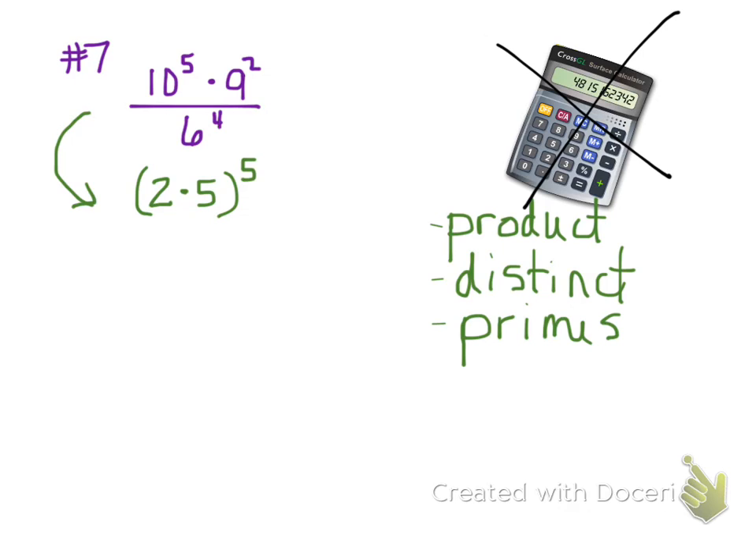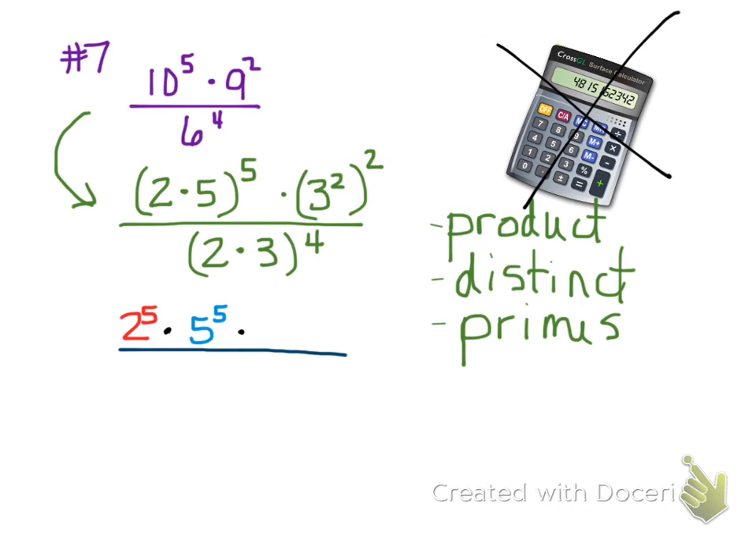So 10 can be expressed as 2 times 5. So I'm going to write that as 2 times 5 to the 5th. 9 can be written as 3 times 3. And I'll just put it here as 3 squared, and then that's still squared, right? So 9 is 3 times 3. 3 is a prime, 5 is a prime, 2 is a prime. And then 6 can be written as 2 times 3. So I'm going to write that as 2 times 3 to the 4th. And then I'm going to put my distinct primes in different colors. So I've got 2s and 5s.